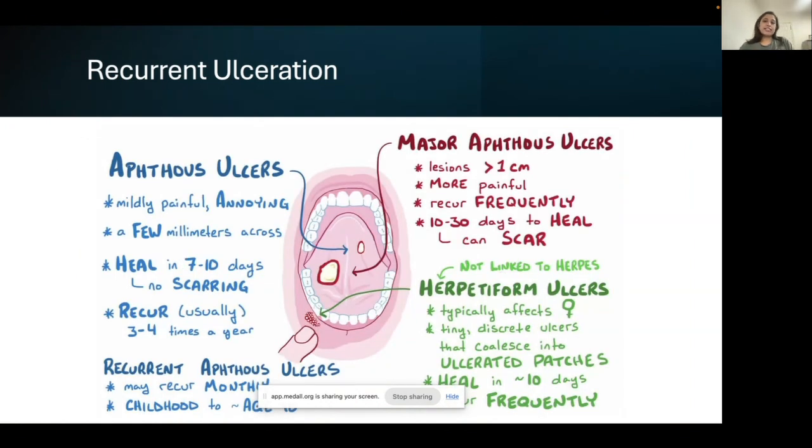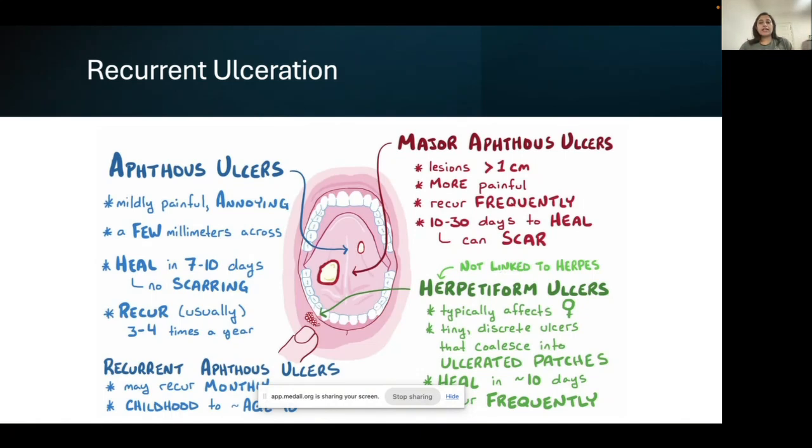So this is kind of a busy slide, but it just shows the different kinds of recurrent ulceration. There are loads and loads of different kinds. Normally they're either minor, major, or herpetiform. Herpetiform is not linked to herpes, but looks kind of like herpes. And most people will say that they've had it for years and years. It comes every few months and then it goes away.